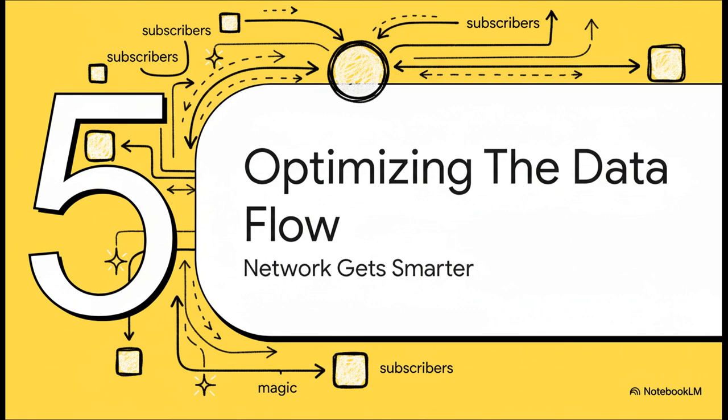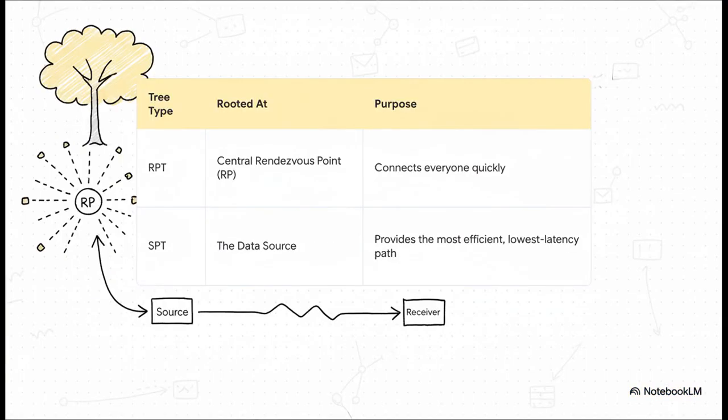So, we've got our subscribers and we've got our routes. But the real magic of multicast, the part that makes it so powerful, is how the network is constantly, automatically optimizing these routes to be as efficient as they can possibly be. A lot of this optimization involves two different types of these delivery trees.